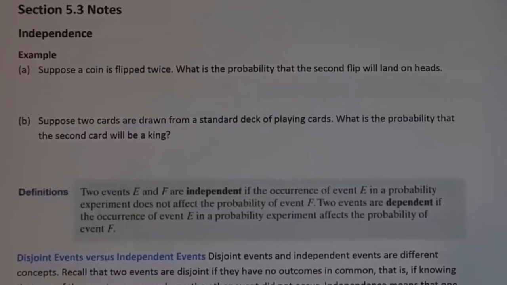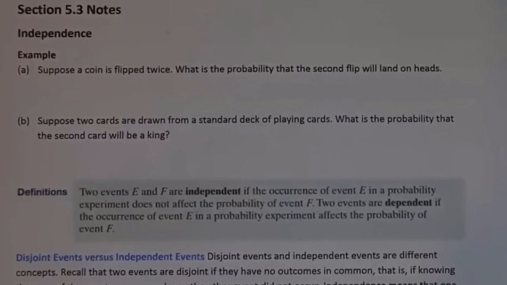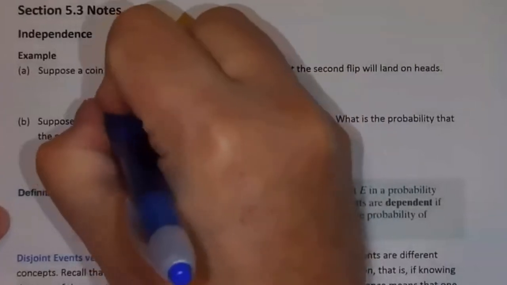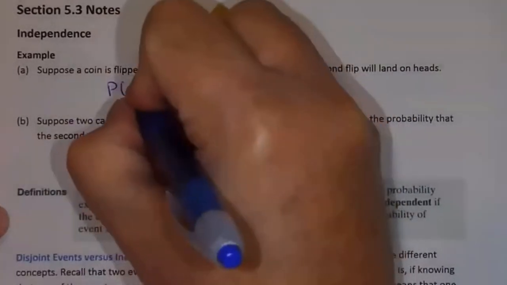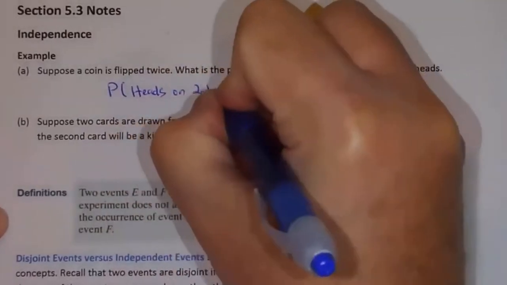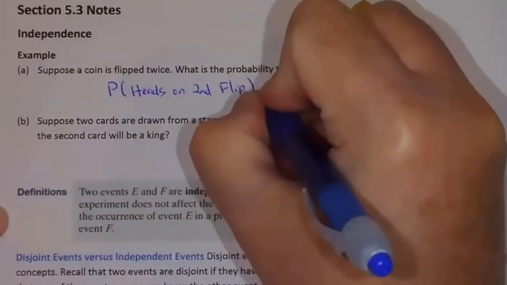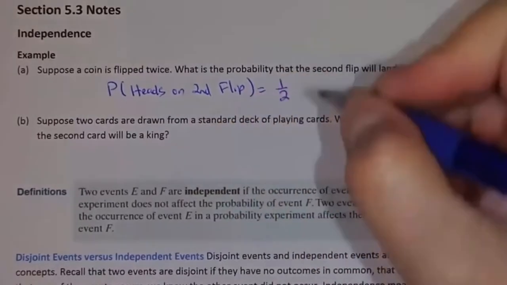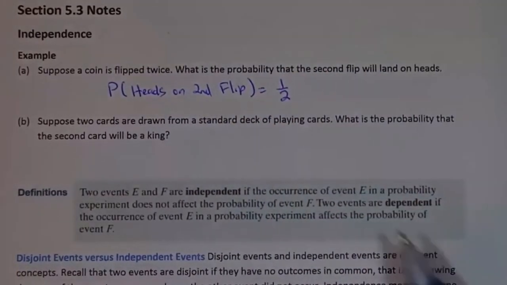What if the coin landed on tails the first flip? What's the probability it's going to land on heads the second flip? Still 50%. So the point is, what happens on the first flip doesn't affect what happens on the second flip. The probability of heads on the second flip is equal to 1/2 or 50%, regardless of what happened on the first flip.